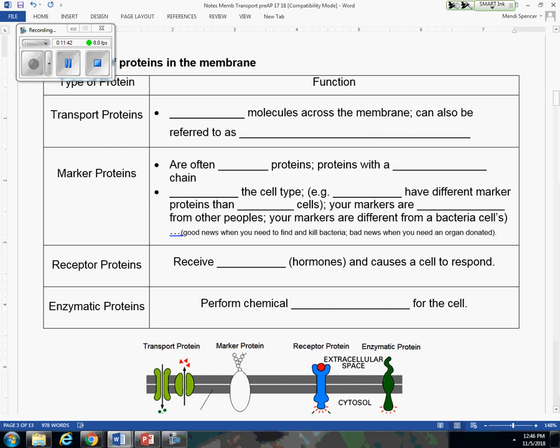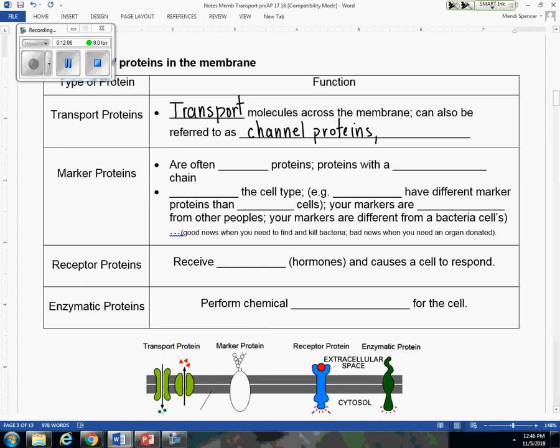First, we have transport proteins, and this is pretty easy. Transport proteins transport molecules across the membrane, either into the cell or out of the cell. Now, we can call these transport proteins by different names. Sometimes we say these transport proteins are channel proteins. So we can call them channel proteins.